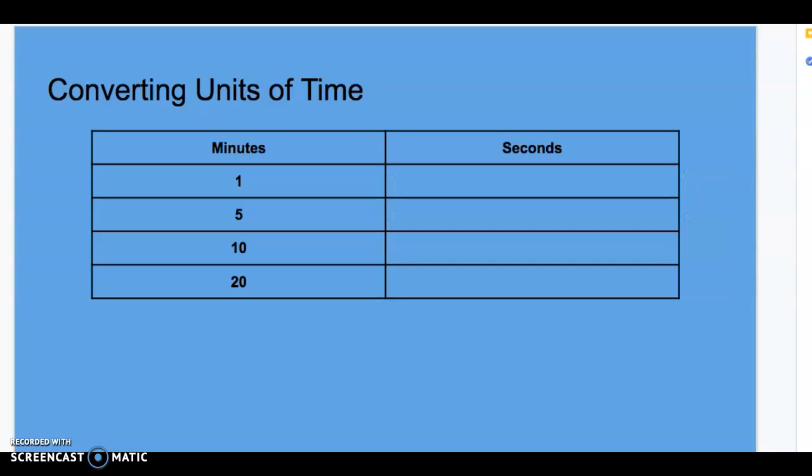Now that we've had a chance to do hours to minutes, let's convert minutes to seconds. On your whiteboard, I want you to convert 1 minute to seconds, 5 minutes to seconds, 10 minutes to seconds, and 20 minutes to seconds. When you're ready, press play.